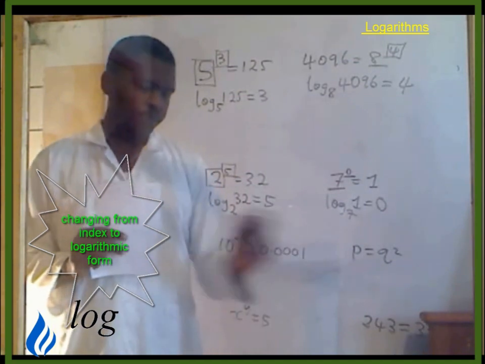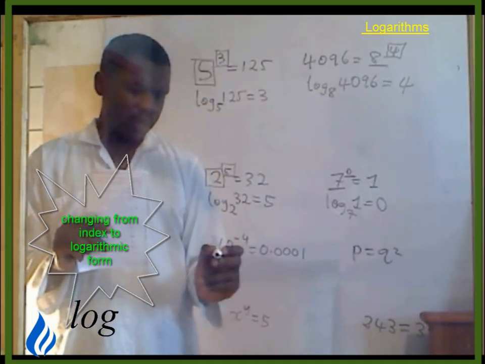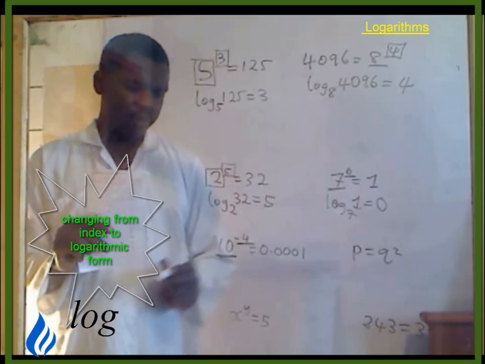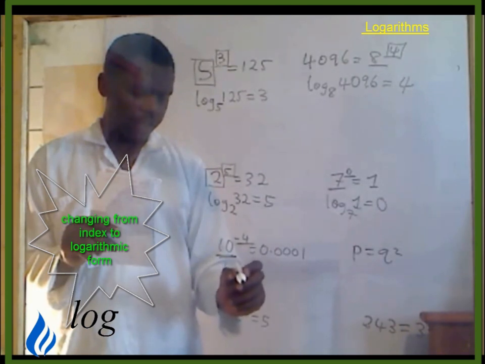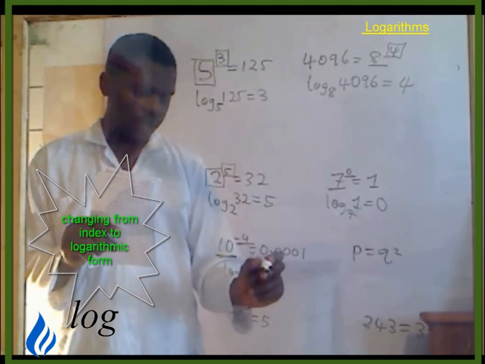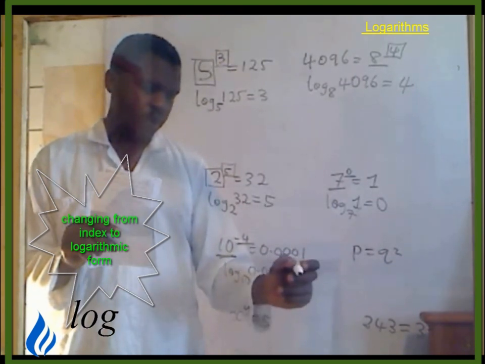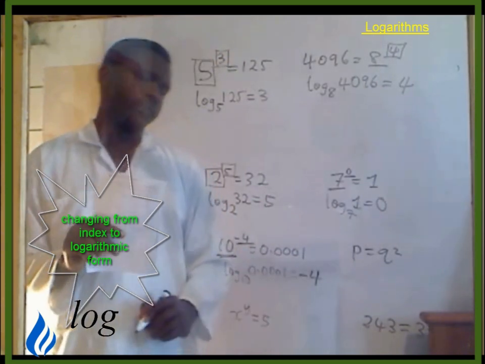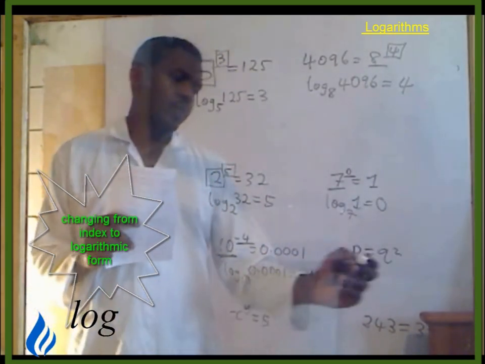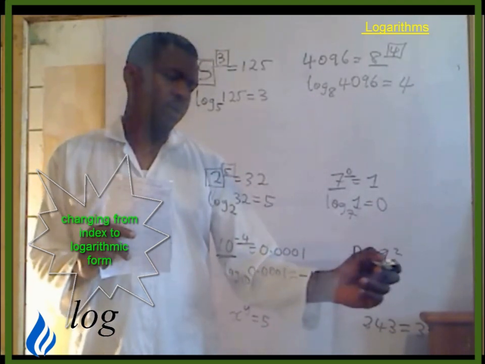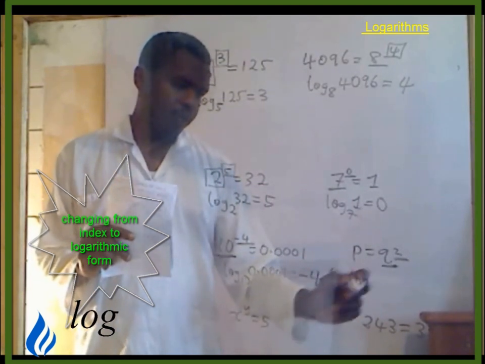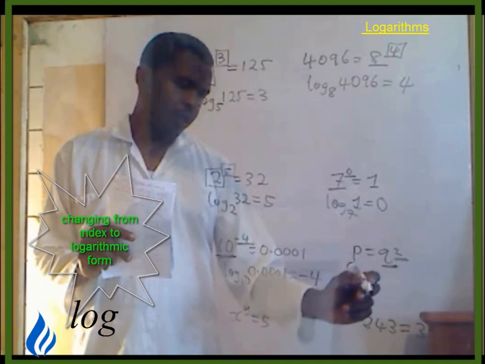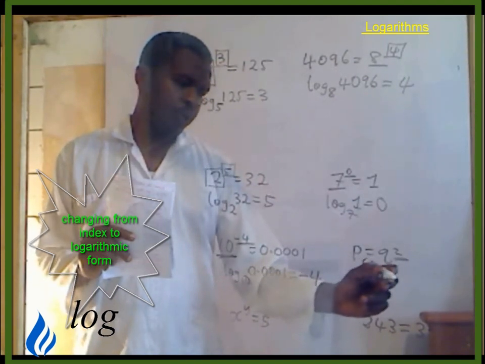Let's now look at this one. This is our base and this is the logarithm. What do we say here? Logarithm base 10 of 0.0001 is equal to minus 4. This is the base q and this is the index. So logarithm base q of p is equal to 2.